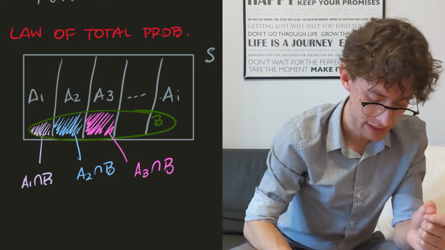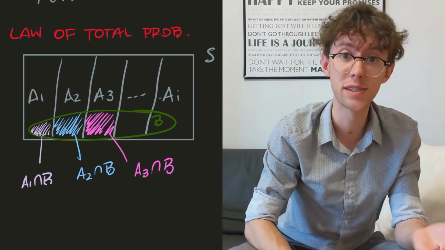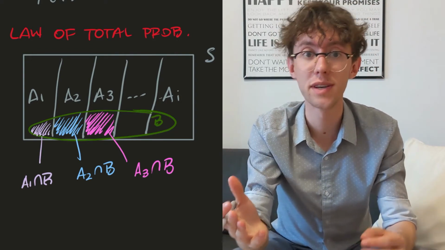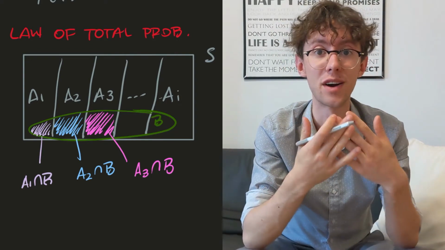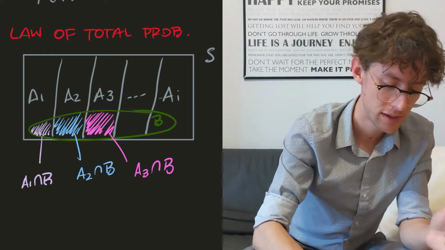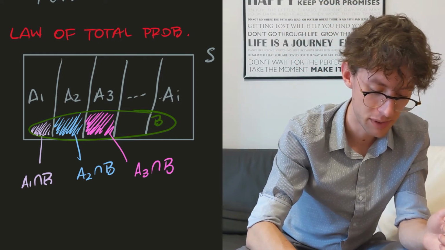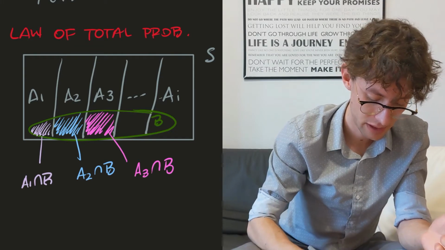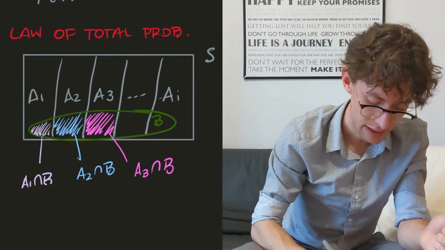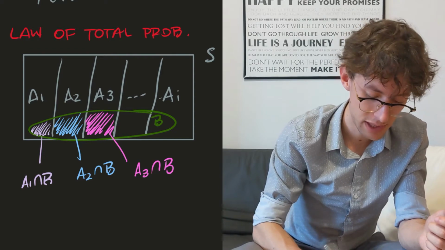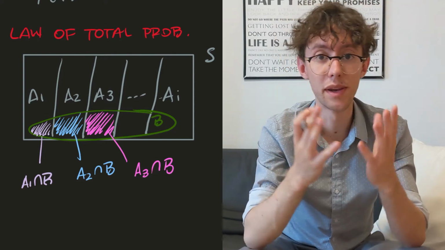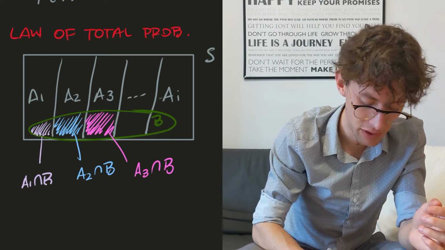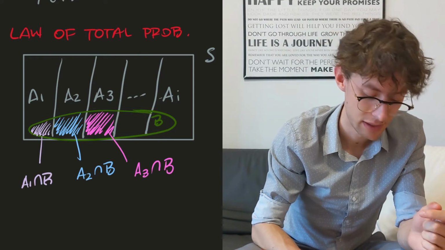Now notice that these intersections, A1 intersection B or A2 intersection B, they don't overlap. They are disjoint, right? So because they are disjoint, by the principle of additivity that we mentioned previously, we can say that the sum of all of these guys will be the probability of B, right? So the probability of B is all of the green area here.